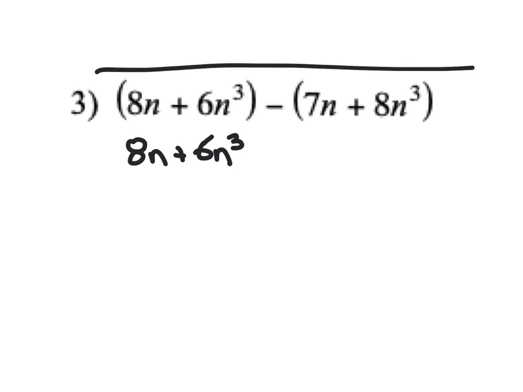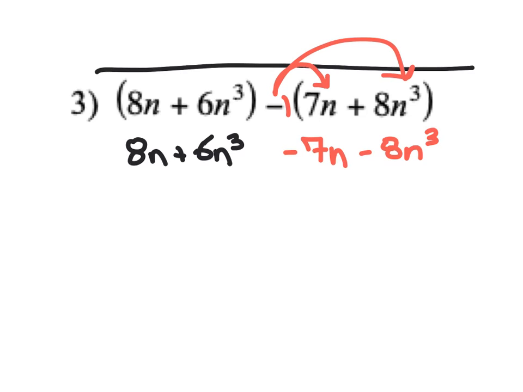Now for my second set, it's a different story. This is the same as a negative 1. Negative 1 times 7n is negative 7n. And negative 1 times 8n to the third power is negative 8n to the third power.